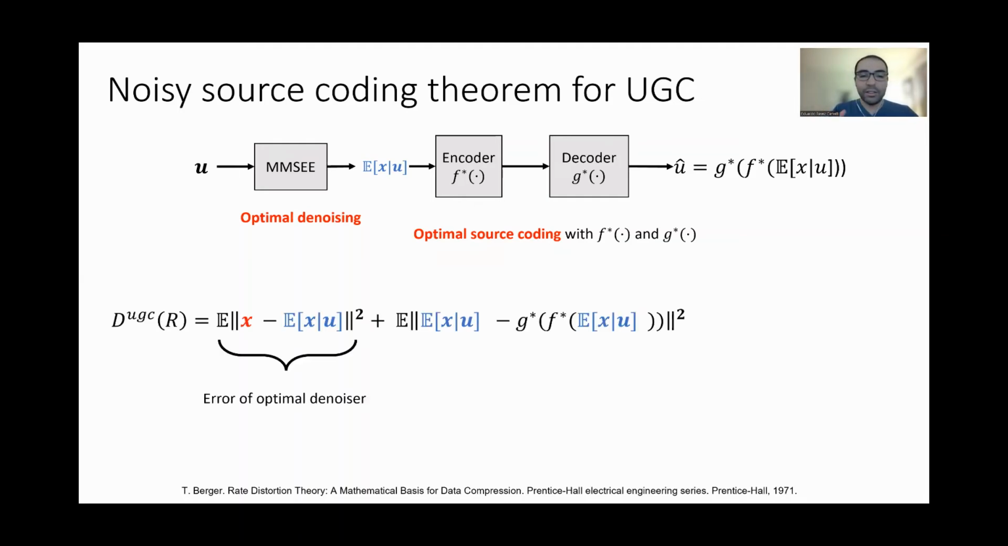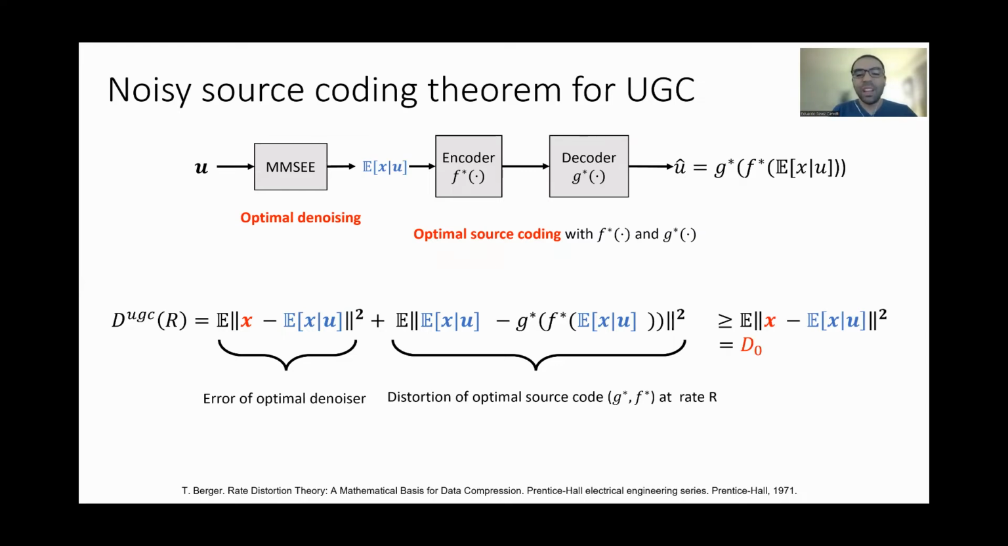In the previous result, the first term corresponds to the error of the optimal denoiser, the MMSE. The second term is the distortion of the optimal source code at rate R. And because both terms are non-negative, we can lower bound this by the error of the optimal denoiser, which we call D0. And this distortion is actually achievable because as we increase the rate, the second term goes to 0. So the error of the optimal denoiser corresponds to the best performance that can be achieved. And differently from traditional compression, here the distortion does not go to 0 and goes to a positive value, D0.